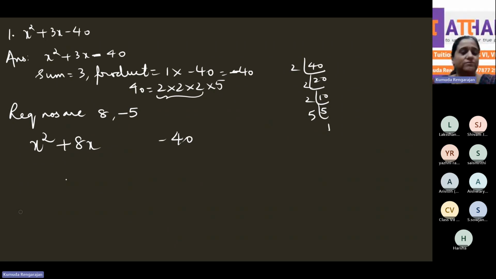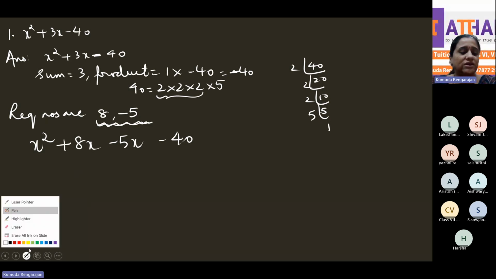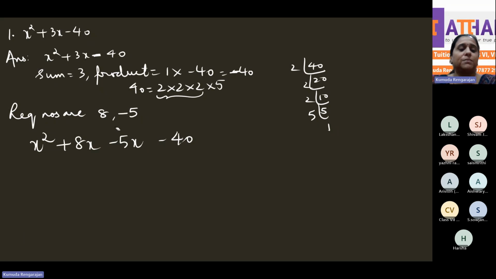Split the middle term, meaning the middle term is plus 3x. Don't write that. Instead, write it as plus 8x minus 5x. And what is plus 8x minus 5x? Plus 3x. So you're not changing the expression given. You're just writing the middle term plus 3x in a different way.